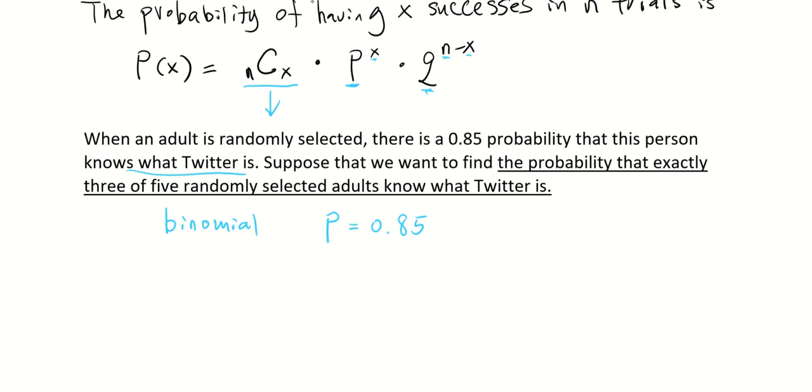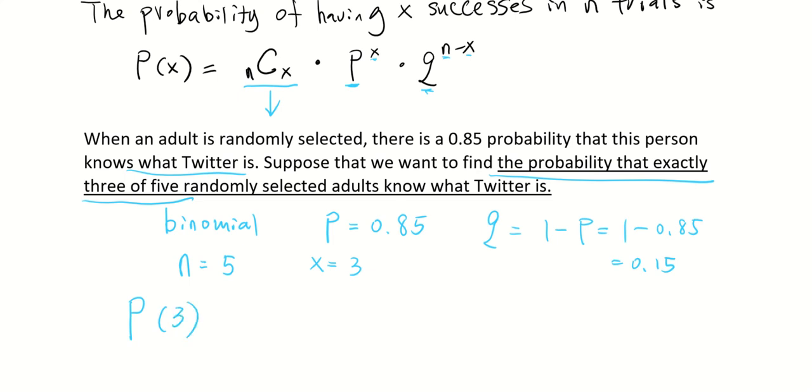Okay, now what is n in this case? Well, we're trying to find the probability of exactly 3 out of 5 randomly selected adults. So n here will be equal to 5, right? That's 5 trials. And X will be the number of successes, here 3. Okay, since we know P, we should know Q. Q here equals 1 minus P, which is 1 minus 0.85, which is 0.15. And what are we looking for? We want to know the probability of exactly 3 of 5 randomly selected adults knowing what Twitter is.